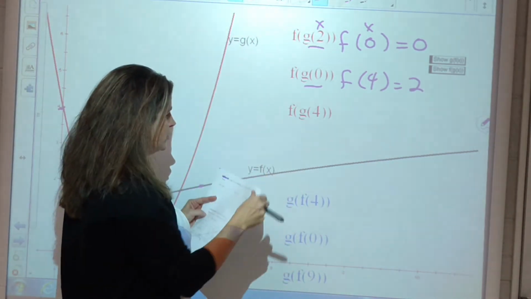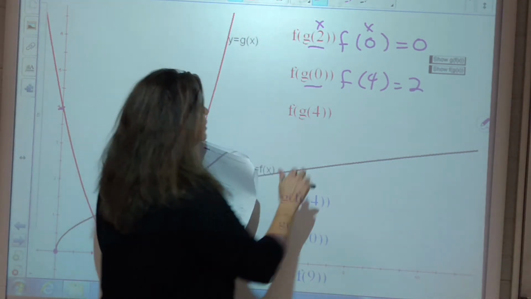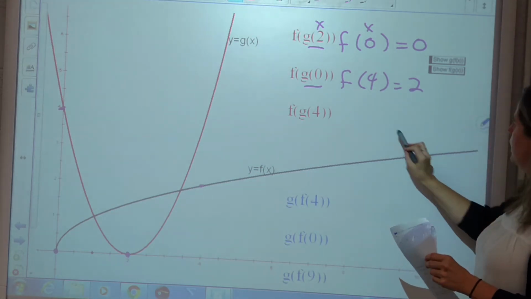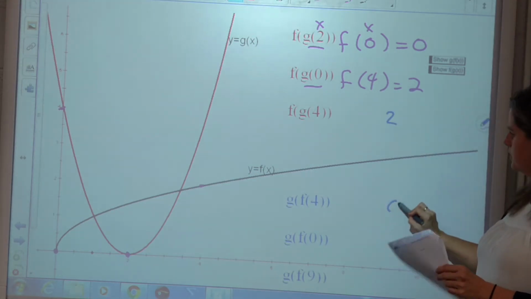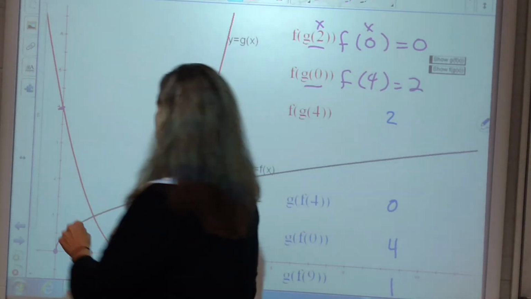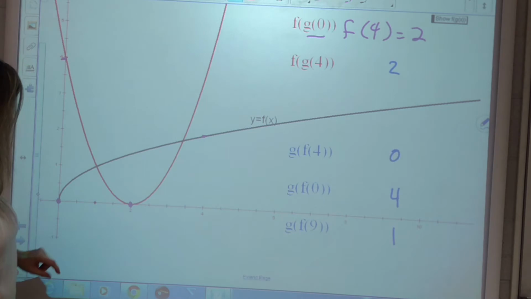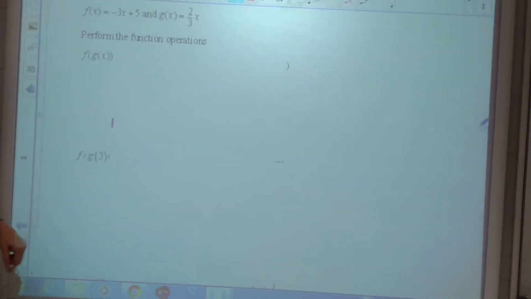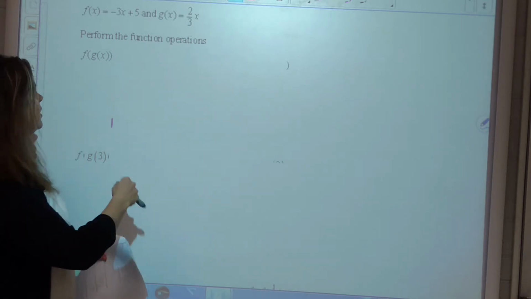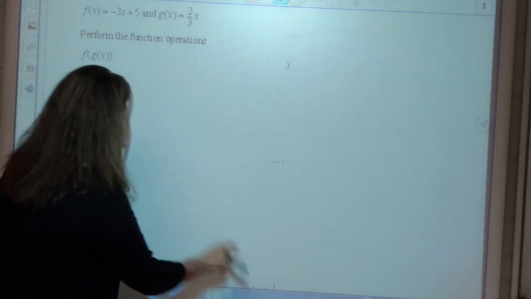All right, I'll let you try a couple more. Let me give you the values, and you can stop and see what you got. I got another 2. I got 0, 4, and 1. All right, if you aren't getting those, then make a note and ask me about them in class. All right, next thing, we're just doing some composition with functions.